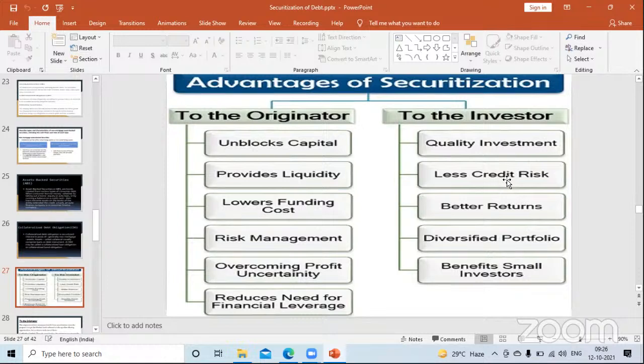They cannot buy assets, right? Middle class people, small investors, they cannot buy big assets, but they can invest in securities like small securities. Yes or no? Therefore, it benefits small investors as well. So these were the advantages.